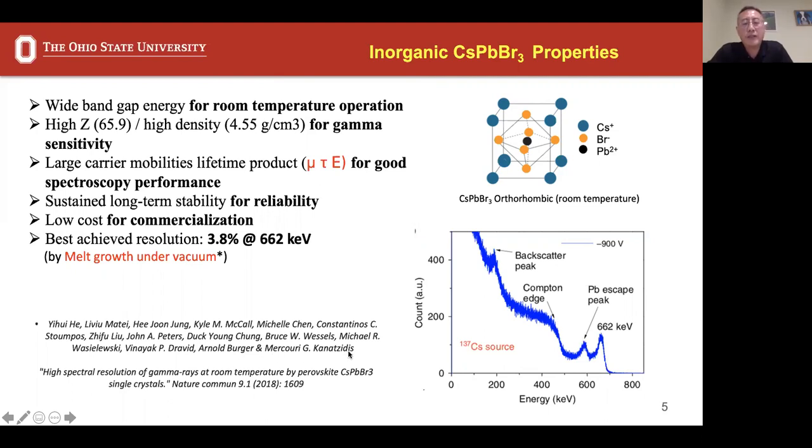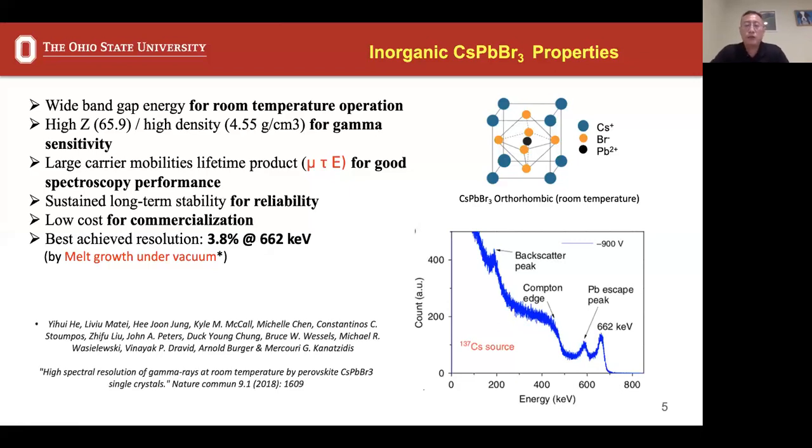Dr. Mercouri Kanatzidis' group at Northwestern has done a fantastic job. They grow this cesium lead tribromide by melt methods, high temperature melting. They can grow large crystals, and they have achieved 3.8% resolution at 662 keV. I think they also achieved 1.4%, because I saw their presentation last year at the IEEE meeting in Manchester, but I haven't seen it in a paper. But 3.8% is very good performance compared to other detectors that took many, many years to achieve.